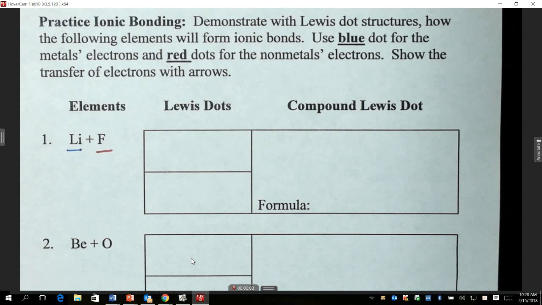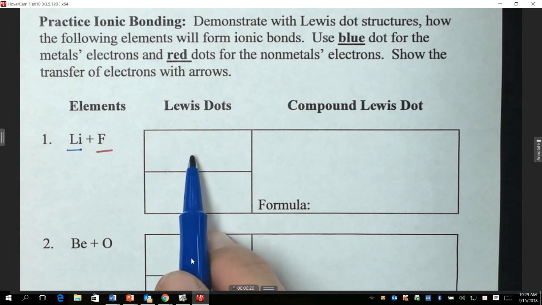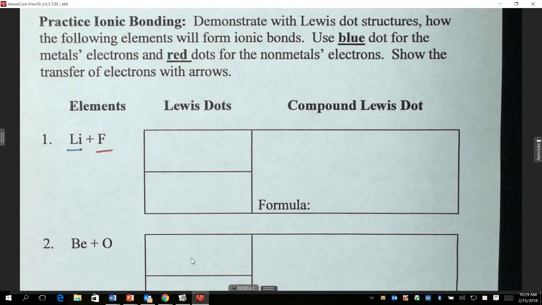This is a brief tutorial on how to draw Lewis dot structures and then what they would look like in ionic form when they form ionic bonds. So it's good to go back and review and first start with just the elements that are present.